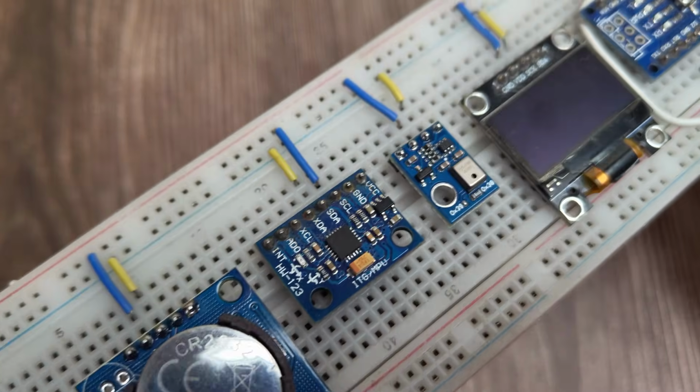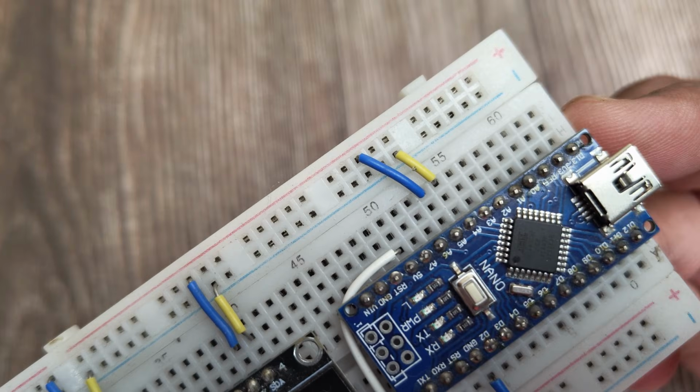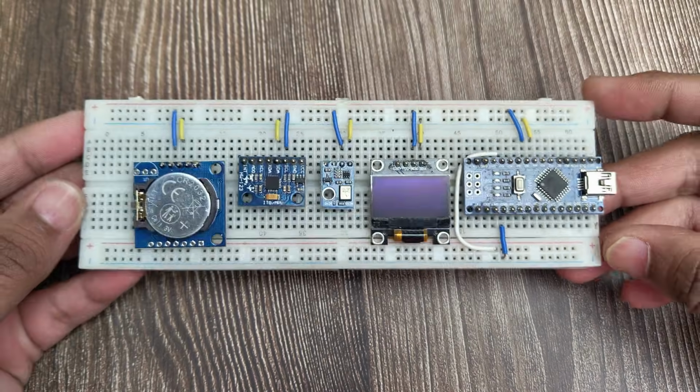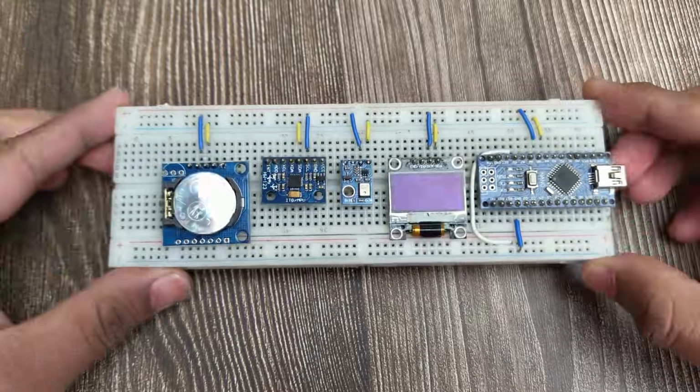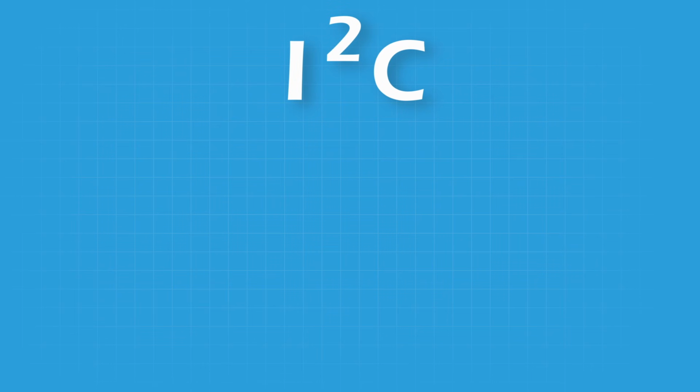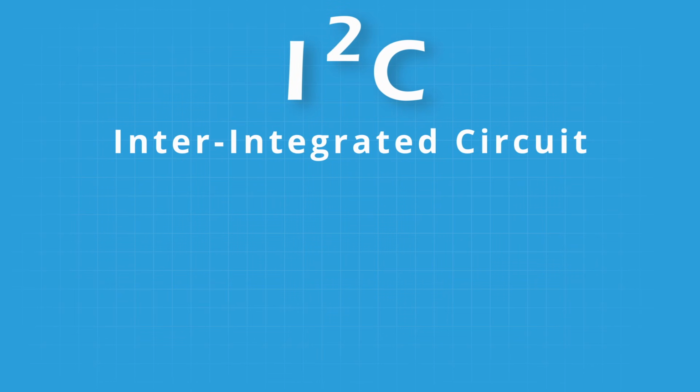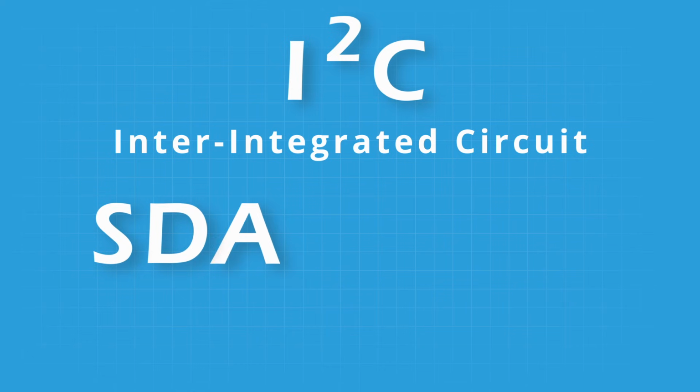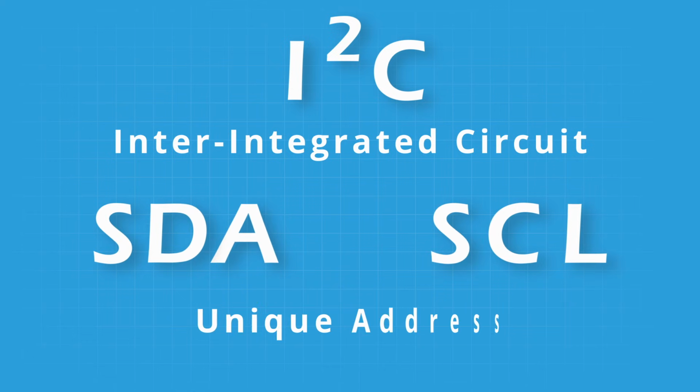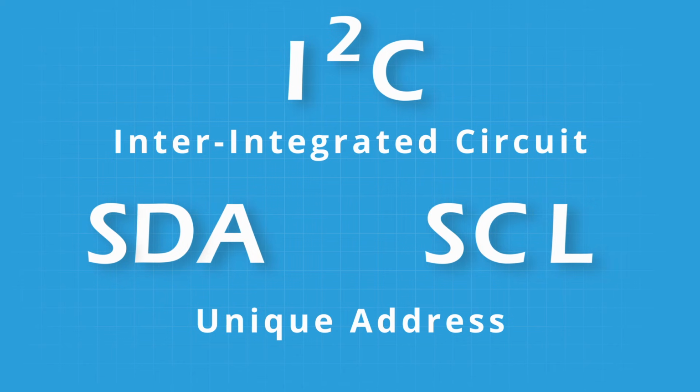All these modules are connected to just 2 pins on this Arduino. How is that even possible? It is possible using the I²C protocol. It is the short form for Inter-Integrated Circuit. It uses just 2 pins, SDA and SCL, and each device has its own address.